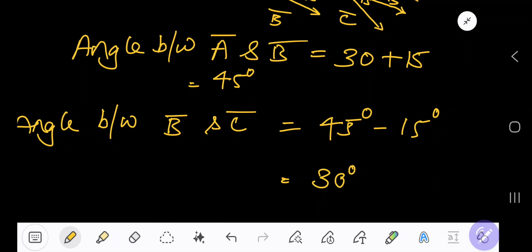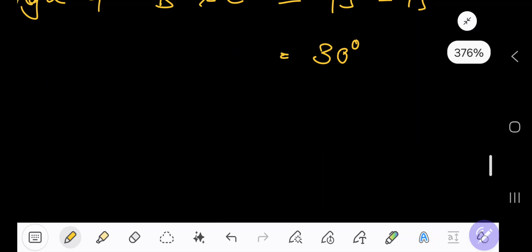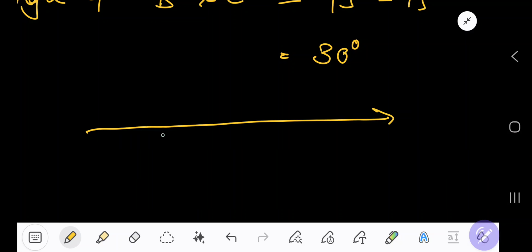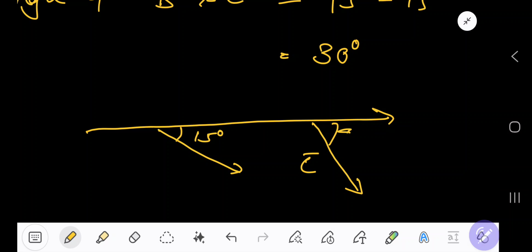Let me just redraw this so that there's no confusion. Only b bar and c bar. This is b bar, angle 15 degrees, and this is c bar, angle 45 degrees.